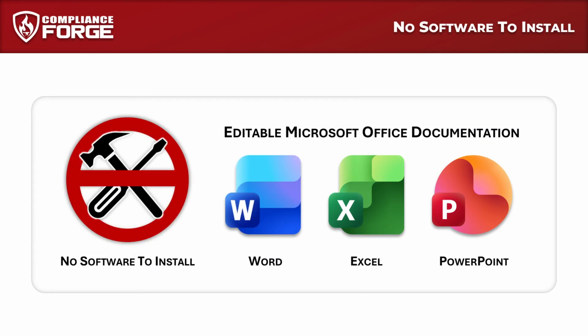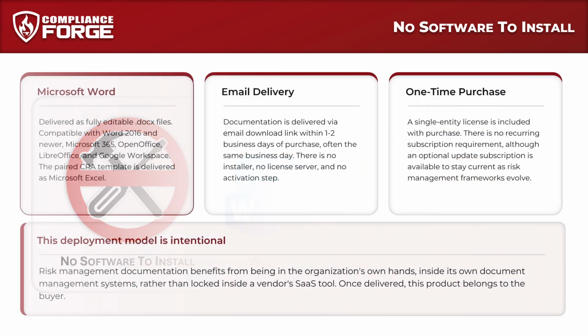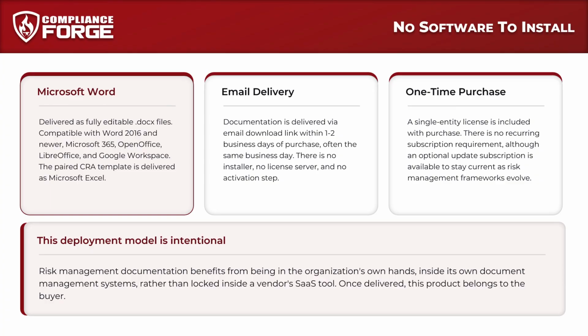The RMP is a one-time purchase of editable Microsoft Office-based documentation templates. There is no software to install, no agent to deploy, no account to provision, and no cloud environment to configure. If your organization can open and edit Microsoft Word files, the RMP is ready to use. It is delivered as fully editable Word files, compatible with Word 2016 and newer, Microsoft 365, OpenOffice, LibreOffice, and Google Workspace. The paired risk assessment template is delivered as Microsoft Excel.